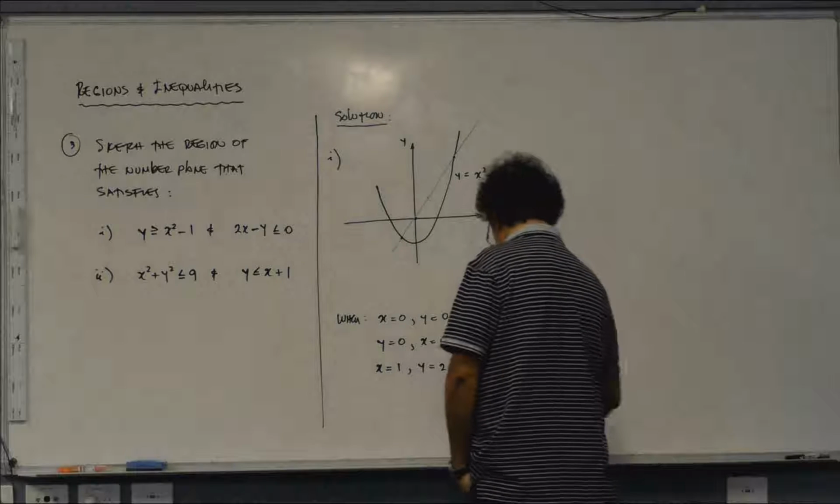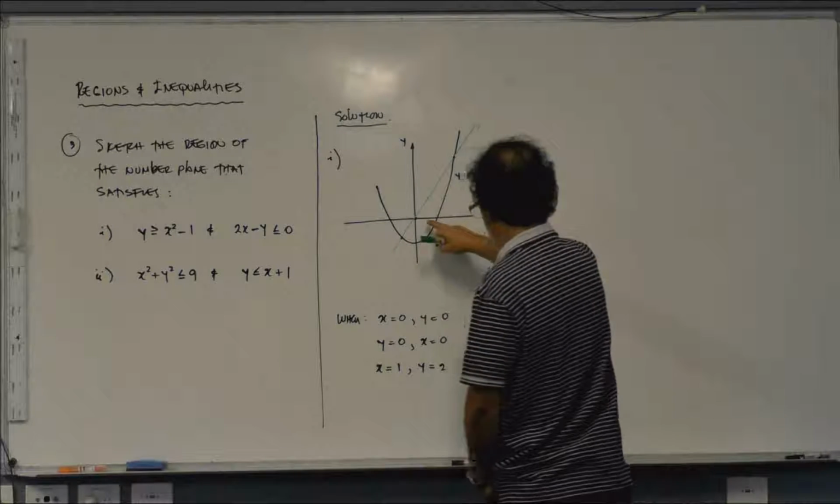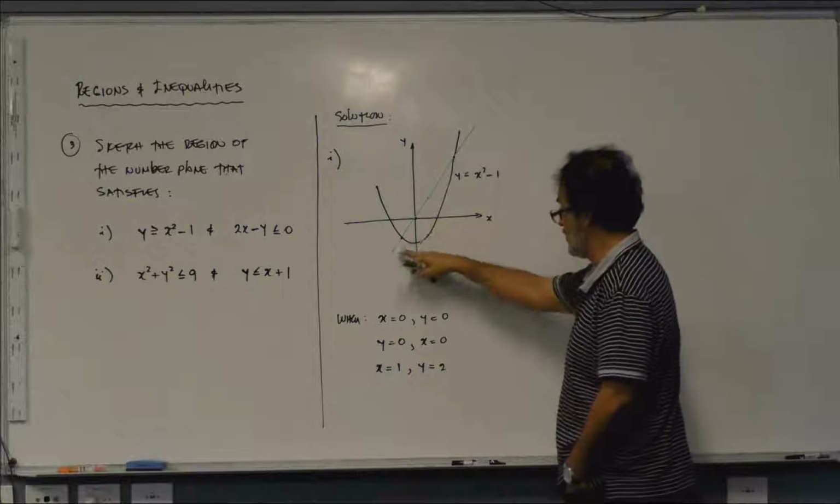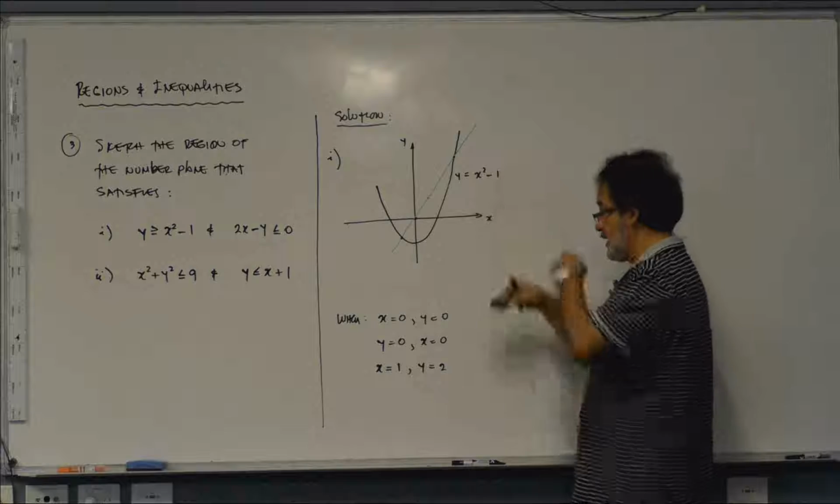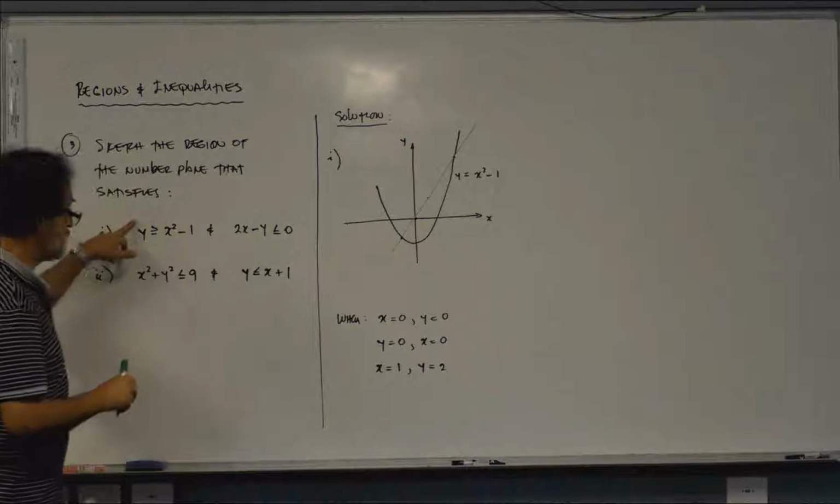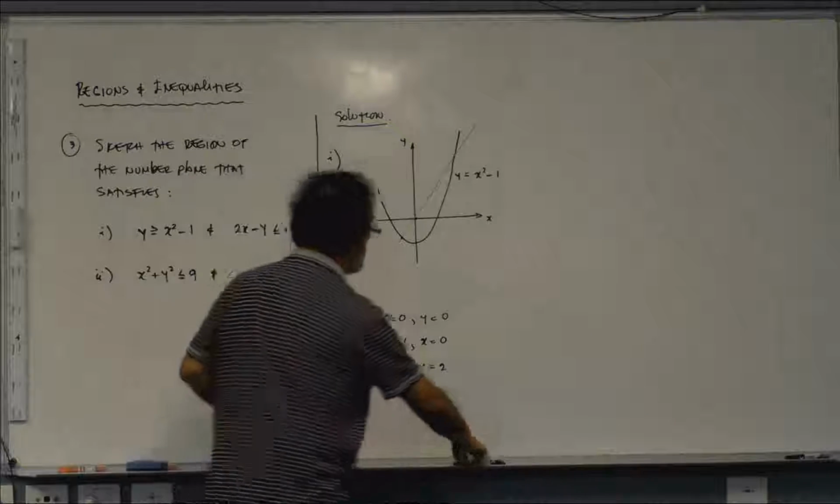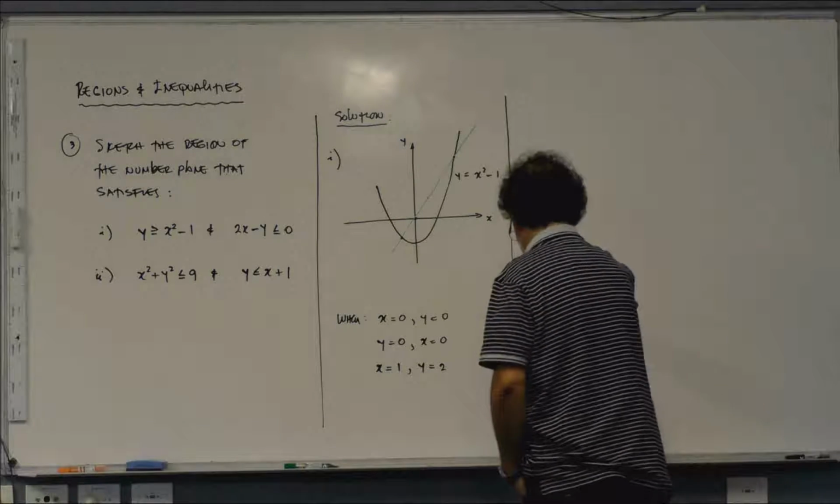Okay, the way that you do this, you test a point. We're going to test a point for the parabola first, and then we're going to shade this inequality.